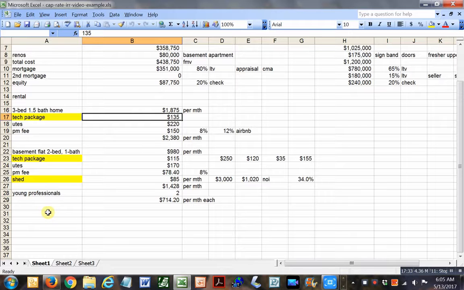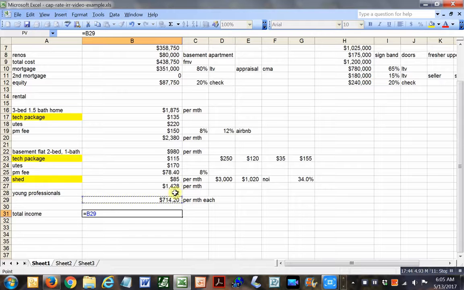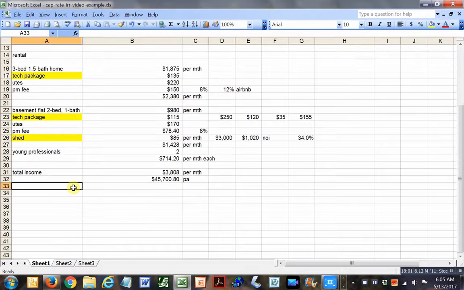All right, so let's just keep going now. So what is our total income on this building? We're going to say it's equal to this guy. Oops, no, that's wrong. This guy plus this. So that's what we're making per month. And obviously multiply that by 12, hit the enter key. So PA stands for per annum, or per year. So that's pretty good income.